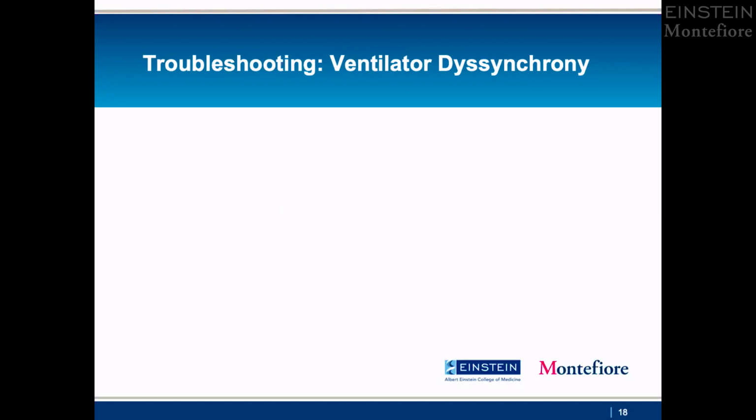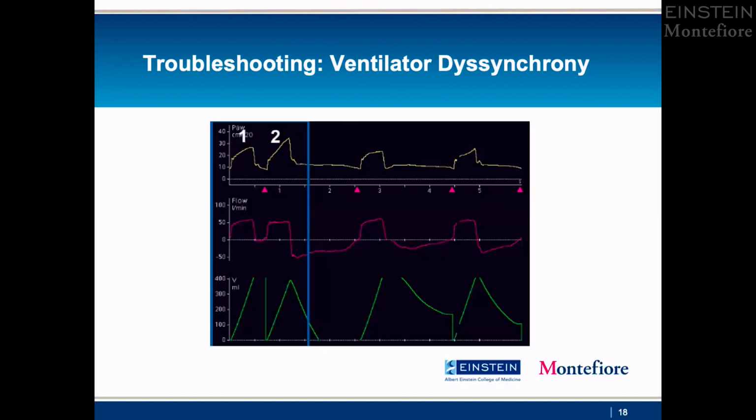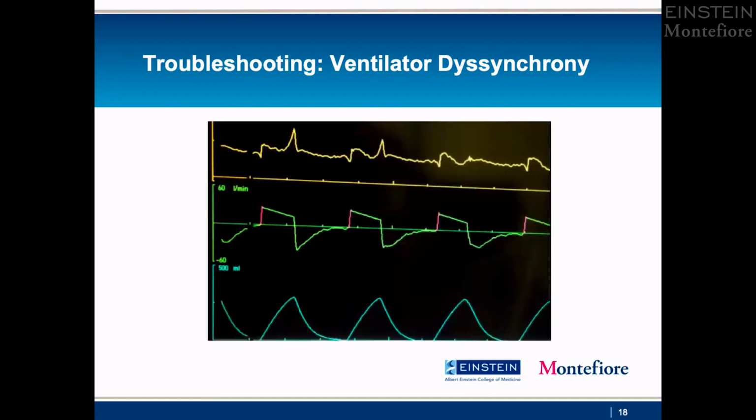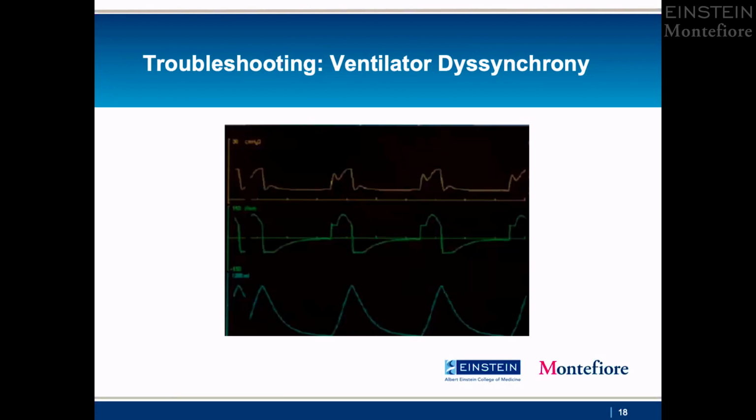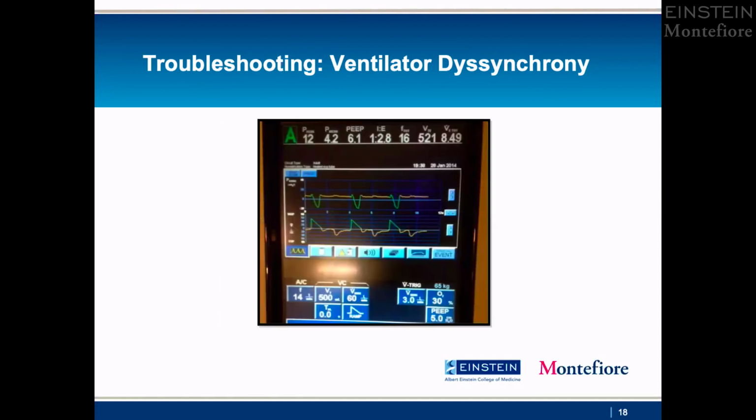First of all, the patient will look uncomfortable, will look restless. And if you look at the ventilator waveforms, the breaths may not look identical, like here. There can be some dips and bumps, like here and here. And the curves in general will not be smooth. These are just some examples.